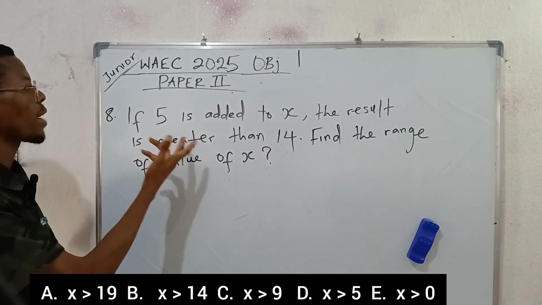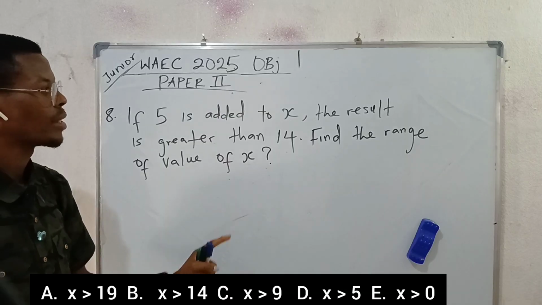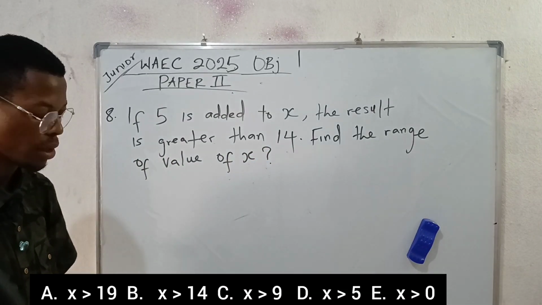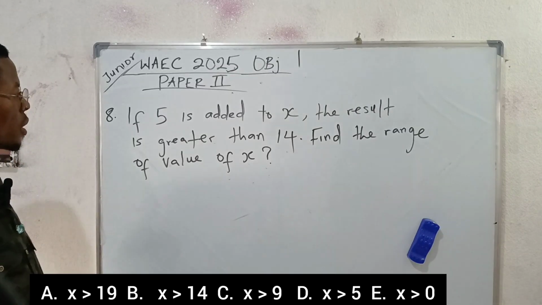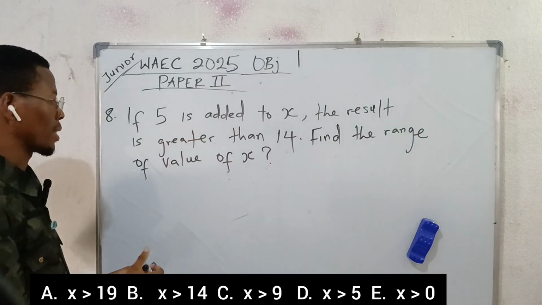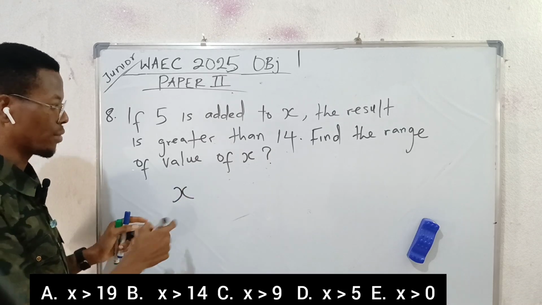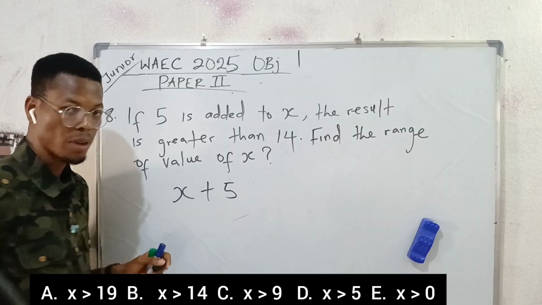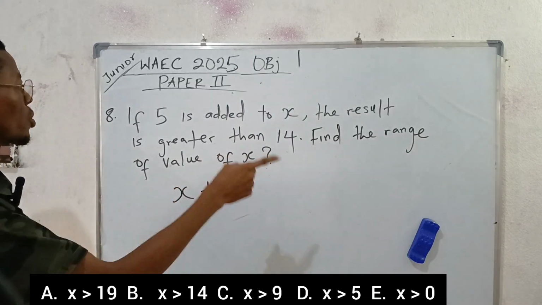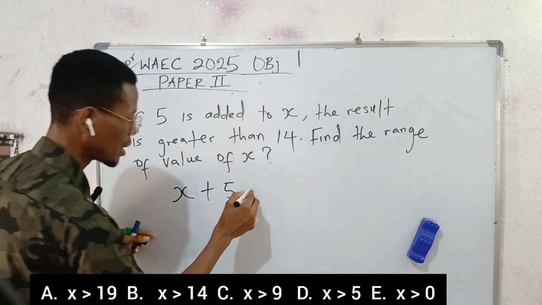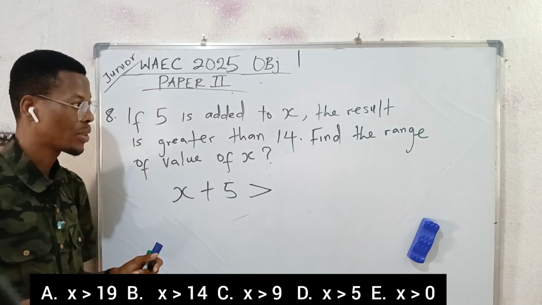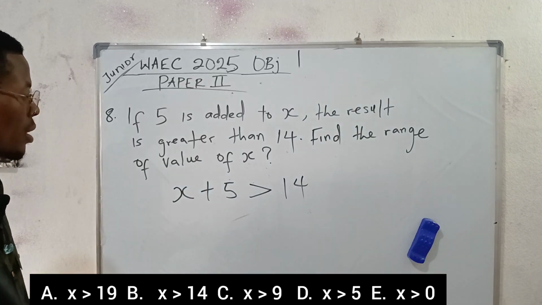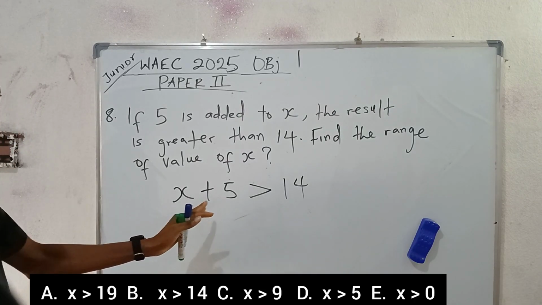Number 8 says, if 5 is added to x, the result is greater than 14. Find the range of values of x. Very quickly. Now, the question says, if 5 is added to x, that is x plus 5, then the result is greater than 14. So this is our greater than sign. Greater than 14. Find the range of values of x. Now, what does it mean? Now we have this expression.